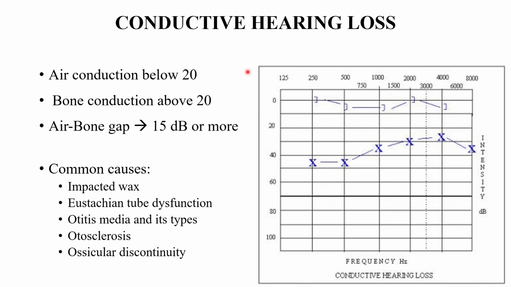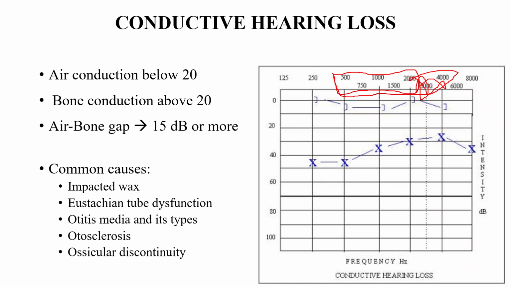So for conductive hearing loss, as already mentioned, bone conduction is above 20, which is in the normal range, and air conduction is below 20, which is the abnormal range. And the air bone gap is more than 15 decibel. Now how do we come to know that it is 15 decibel or more? If you remember what I have said earlier, we have to take the mean of these three frequencies: 500, 1000 and 2000 hertz.